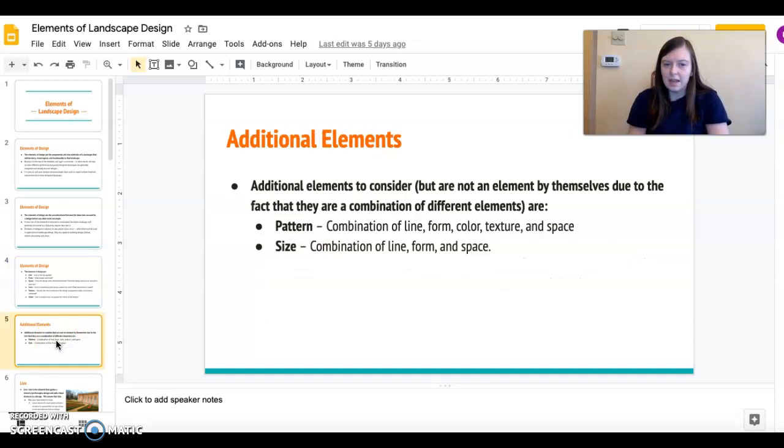A couple other things that you might want to consider, but they're not elements themselves, because they are part of those other elements that we talked about. These are going to be pattern, which is the combination of line, form, color, texture, and space. All of those elements that we just discussed are considered to be part of pattern. Size is the other one, and that's the combination of line, form, and space. So, yeah, I think that's good.